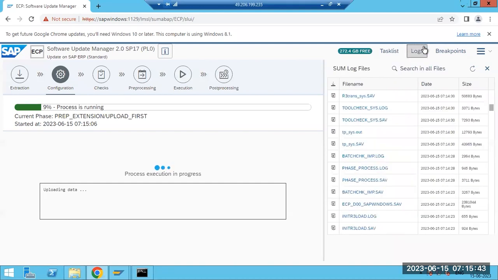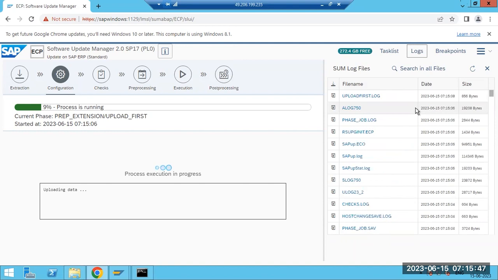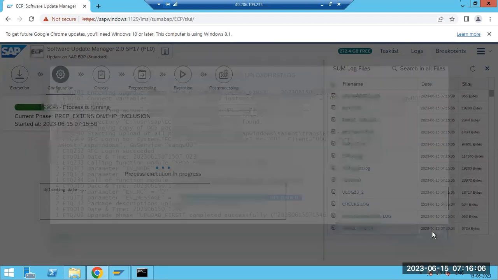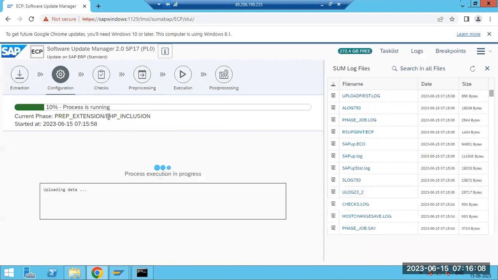You can also go to the logs. Here you can check what exactly is happening in the logs. The upload first is completed successfully. So a total of 292 patches were successfully uploaded. In the function module, it's 292 patches we are uploading into the system, right? Then after that, it will go to the next step, EHP inclusion. Like that, there are a number of steps.